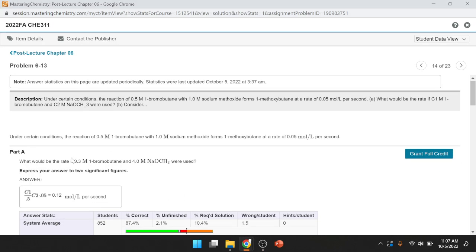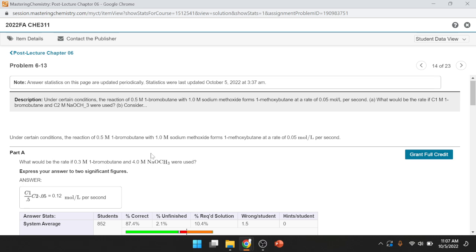Okay, so this is problem 14 on post lecture 6, and you're given initial conditions right here and a rate for those conditions. You're going to use that with different conditions down here to get a new rate. Okay, and so the first thing you should see here is you're increasing the concentration of this form right here by 4 times, aren't you?